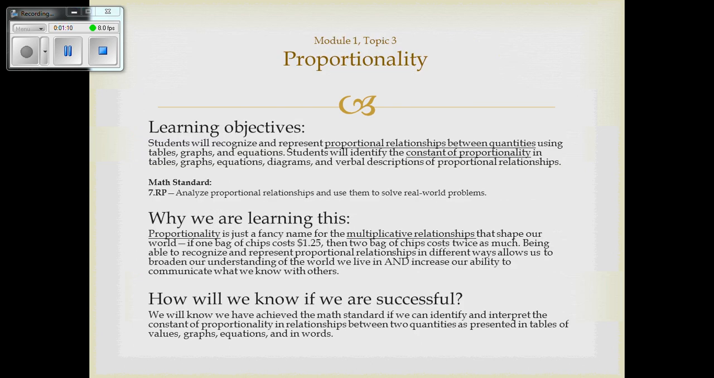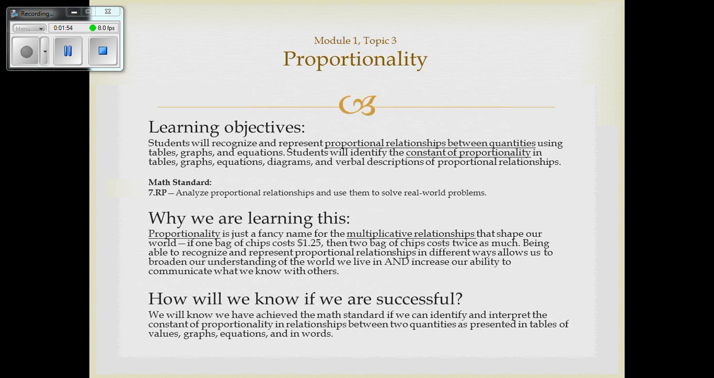This is Module 1, Topic 3, titled Proportionality. Our learning objectives: students will recognize and represent proportional relationships between quantities using tables, graphs, and equations. Students will identify the constant of proportionality in tables, graphs, and equations, also in diagrams and verbal descriptions of proportional relationships. The math standard is 7.RP, which is to analyze proportional relationships and use them to solve real-world problems.